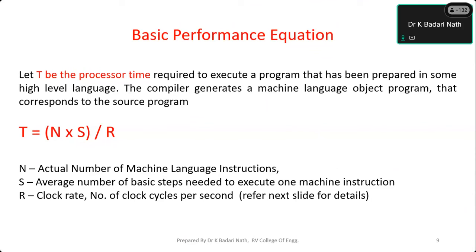First, given any program, convert it to machine language instructions, count how many instructions you have, then find out an average of how many clock cycles are required per instruction, then divide it by the clock rate. That gives you the total time required to execute a program. Now we'll solve two or three problems from the last semester exam based on this formula and then continue our knowledge.